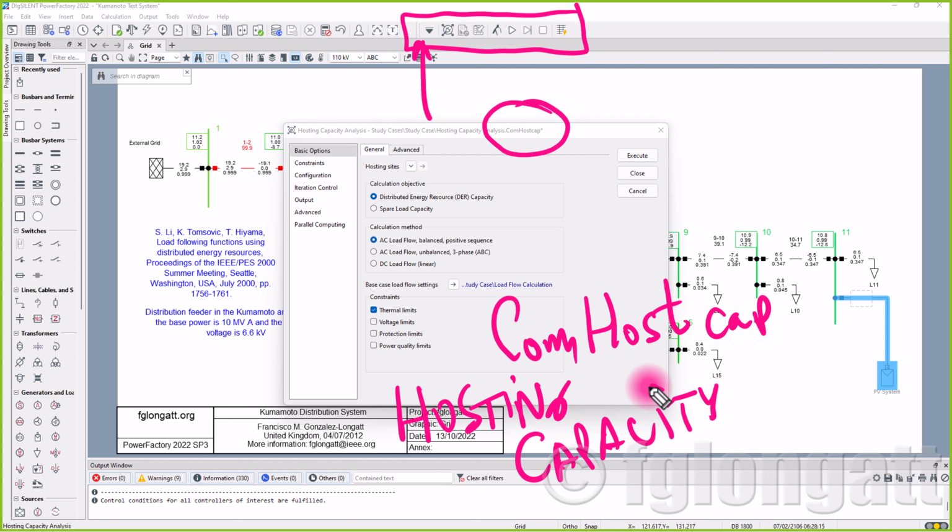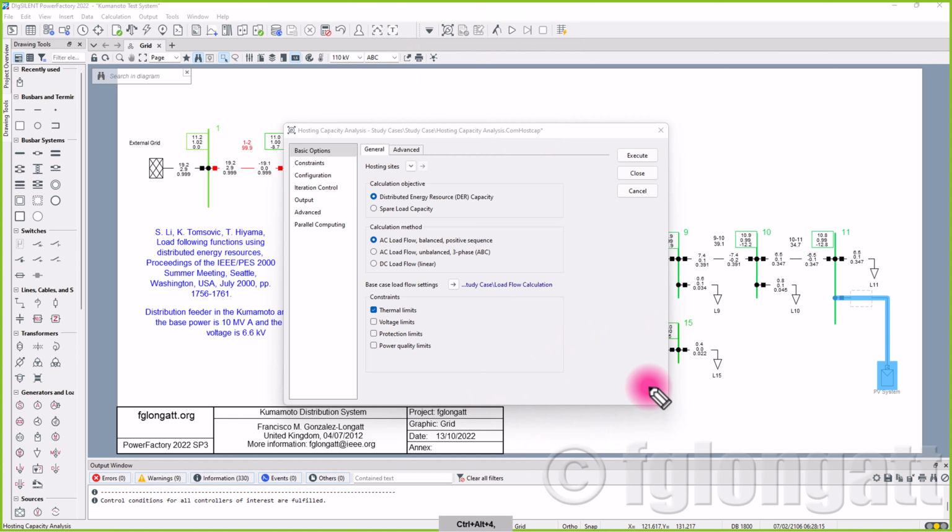For that reason, we need to consider the limit of the capacity that can be installed in a single bus bar, of course, in the whole system. That number is the hosting capacity. The hosting capacity will tell you the amount of distributed energy resources that you can install. And this beautiful tool from DIgSILENT PowerFactory is doing the job. Okay, let me show you.